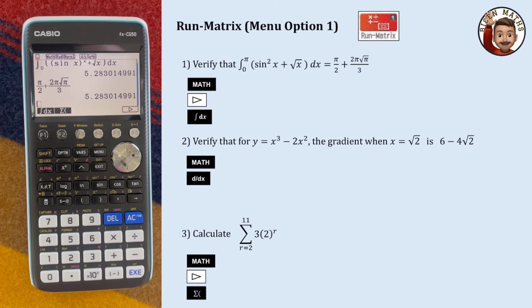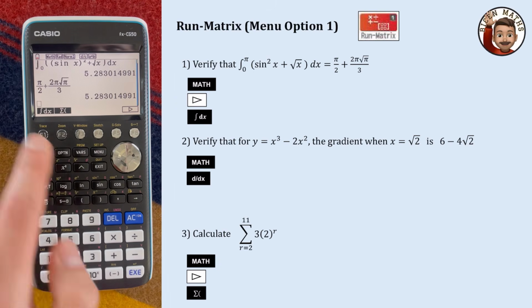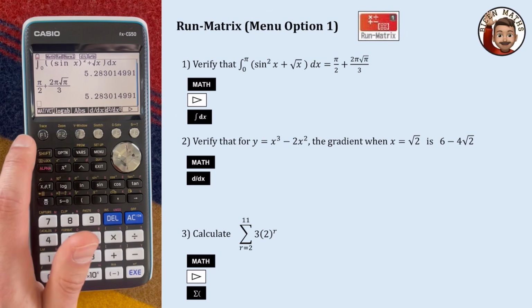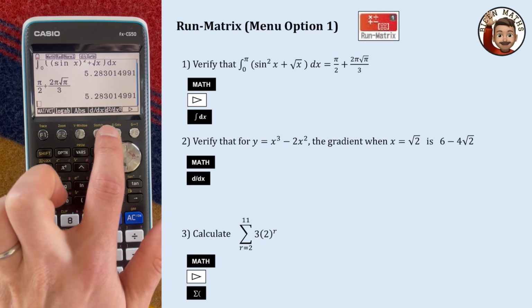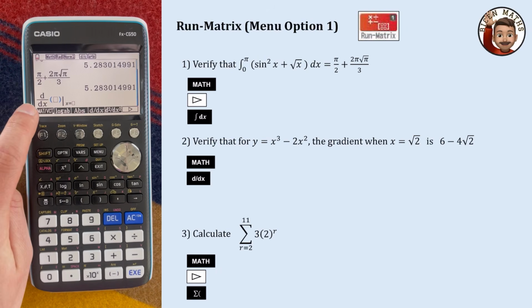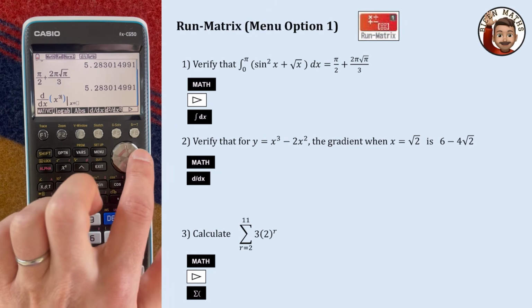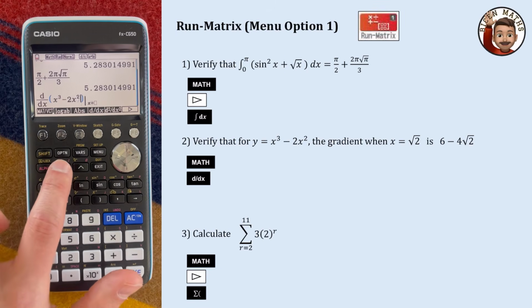So the next thing I'm going to show you is how you can check if you've done the gradient, if you've done some differentiation and some substitution into that correctly. So I'm going to verify for this particular curve here that the gradient when x is equal to root 2 is 6 minus 4 root 2. So you're going to go here and you're going to press, if you don't have quite the right menu options, you just press exit to jump back. So I'm going to press math. And I'm going to use the d by dx. You can do it for the second derivative too if you wanted to. So this is going to differentiate a function and it's going to substitute in x as well. So when you differentiate this function, you do x cubed minus 2x squared.